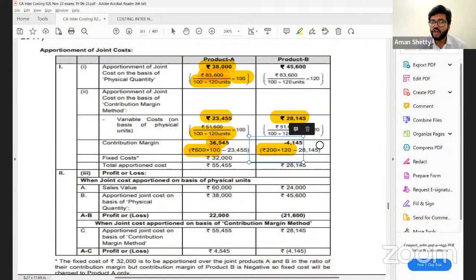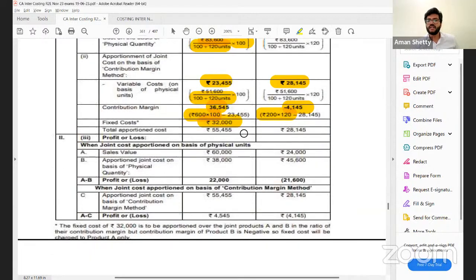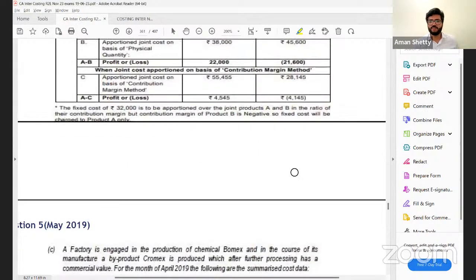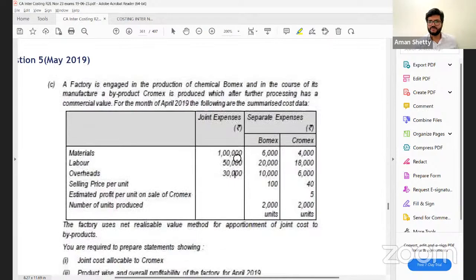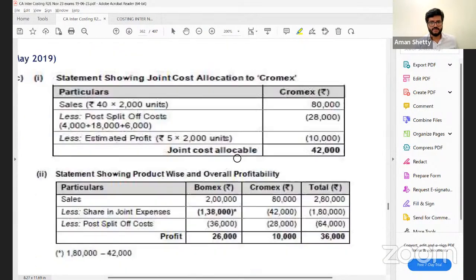Very important: since contribution margin is negative for product B, the fixed cost allocation will not be negative, it will be zero. Entire fixed cost is allocated to product A. At that point, you should remember. Clear? You can easily find out the profit under both the physical units method and the contribution margin method. Sales value minus apportioned cost, you'll get the profit or loss. I hope this is clear.